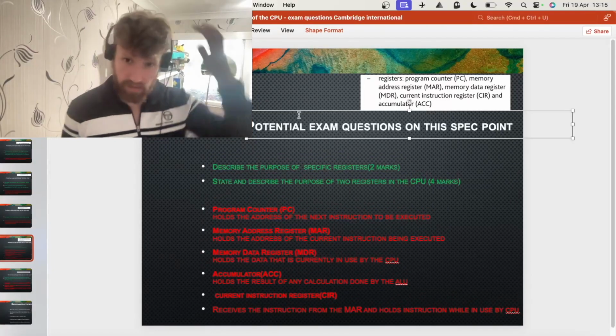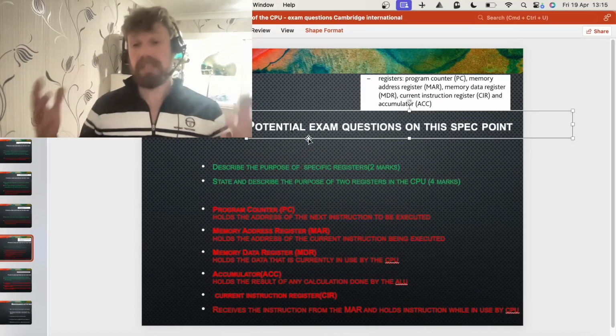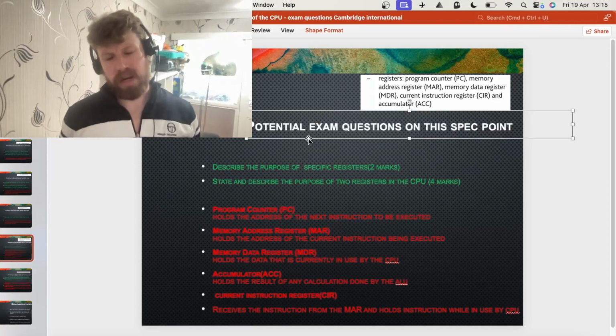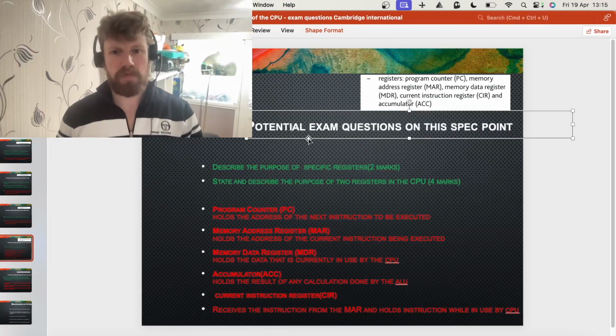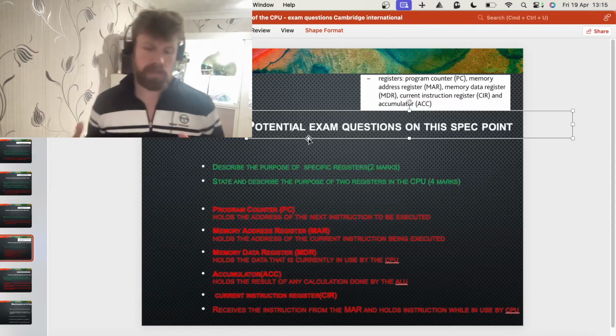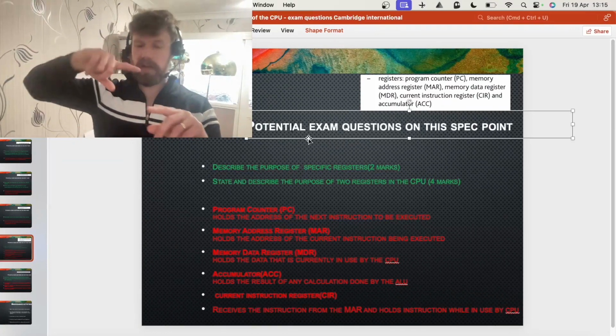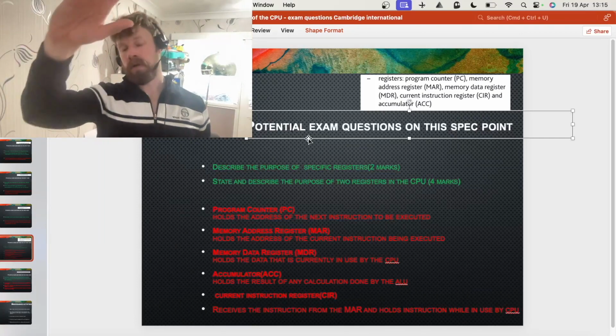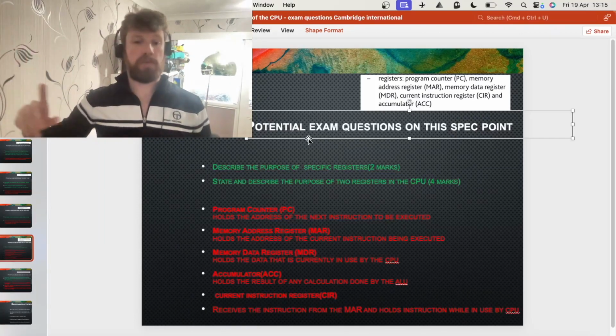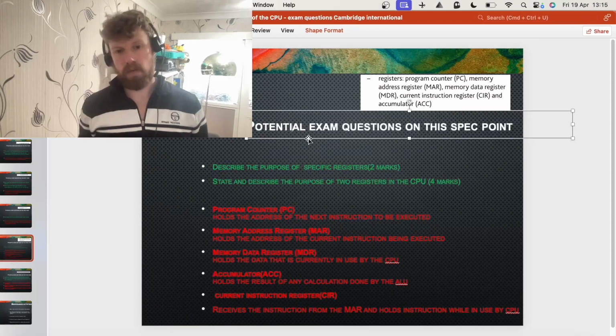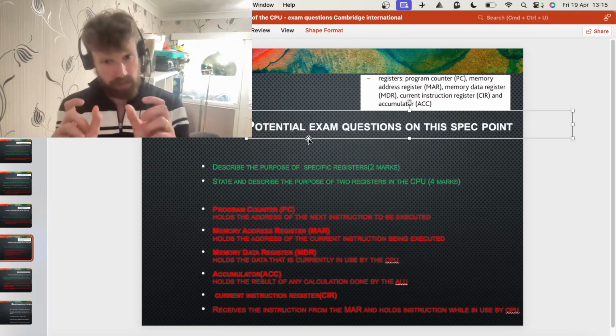So, describe the purpose of a specific register. It could also say state and describe the purpose of two registers in the CPU, so you get to pick them. I have seen where they have you draw lines to the definitions, so you've got the name and then you have to match up the definition. So we've got to cover all bases and make sure we know all of them. And it's as little as possible to remember.